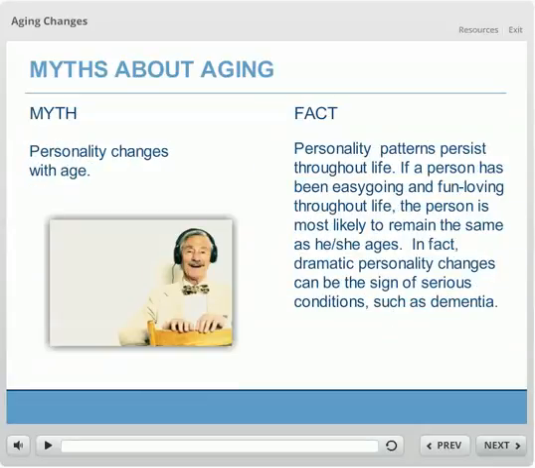Myth: personality changes with age. Fact: personality patterns persist throughout life. If a person has been easygoing and fun-loving throughout life, the person is most likely to remain the same as he or she ages. In fact, dramatic personality changes can be the sign of serious conditions such as dementia.